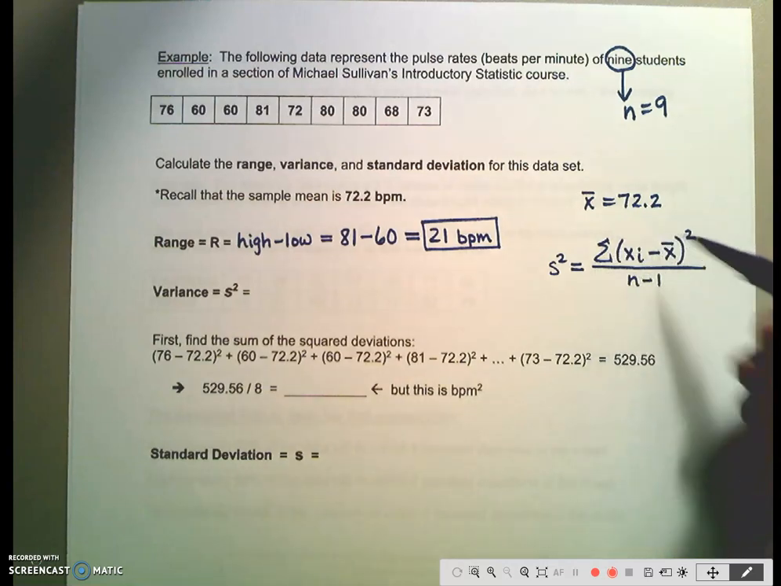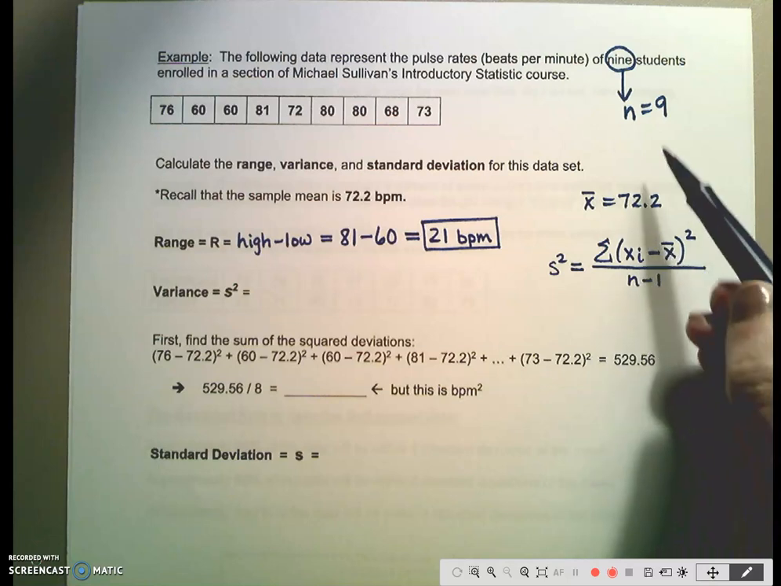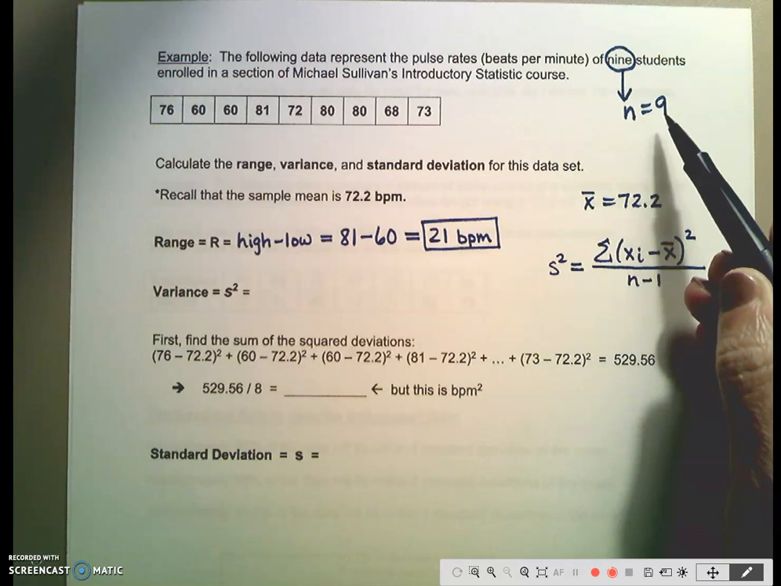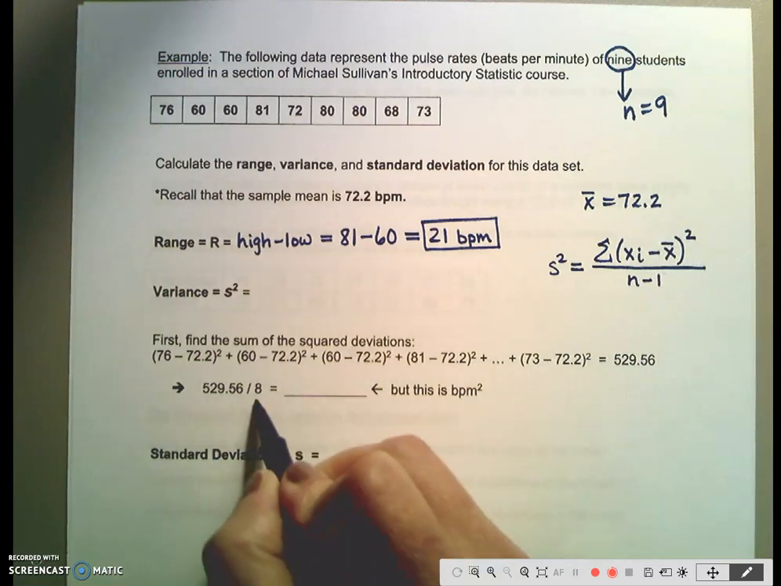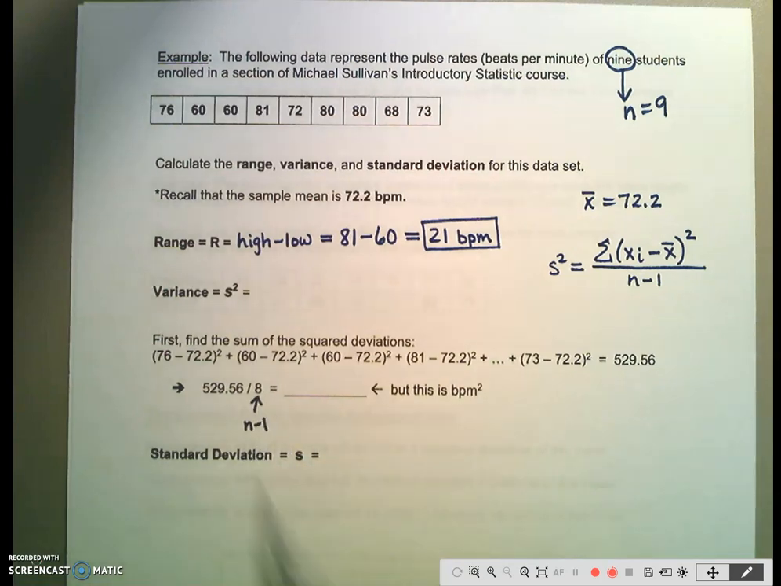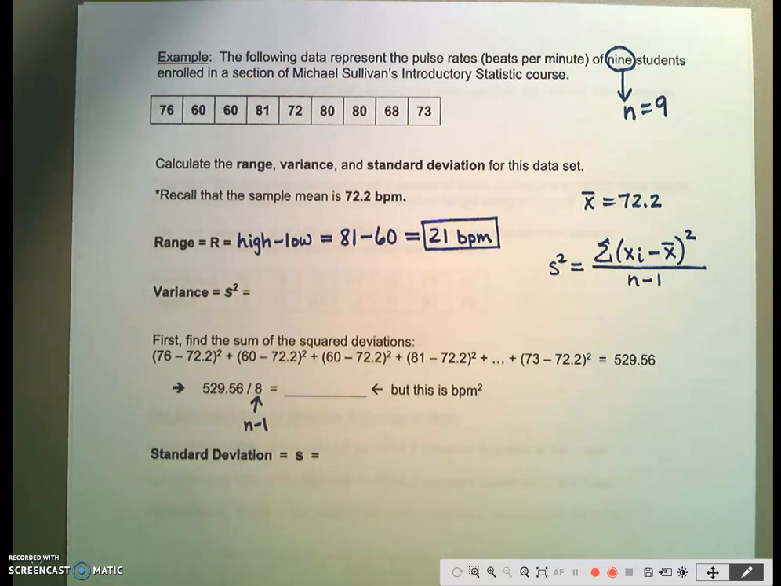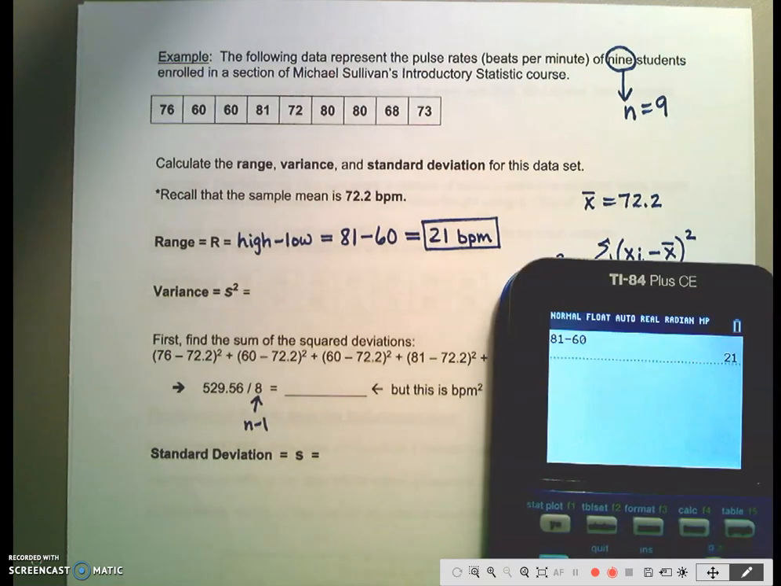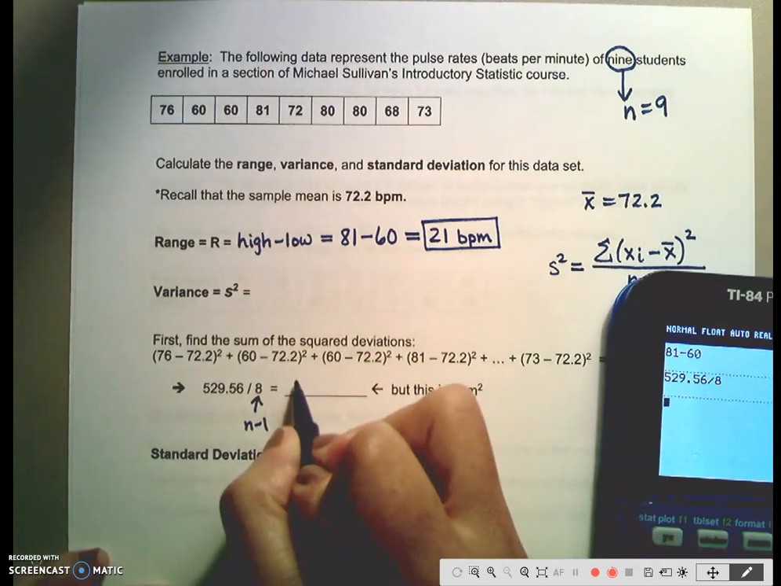Okay. Now we're going to take that and we're going to divide by n minus 1. So if n is 9, 9 minus 1 is 8. So that's where this 8 is coming from. That's your n minus 1. So take your squared deviations, divide by 8. Let's see what we get. 529.56 divided by 8. And we get 66.195.